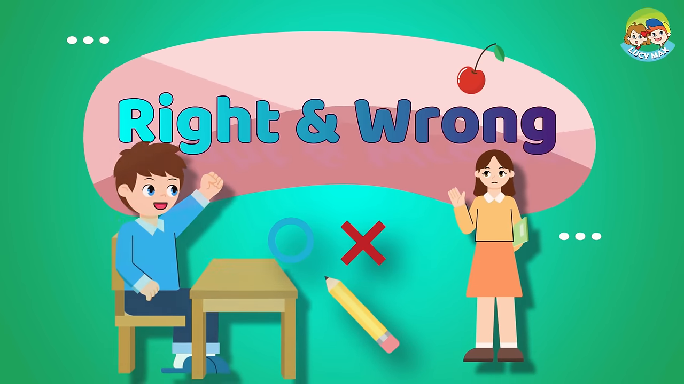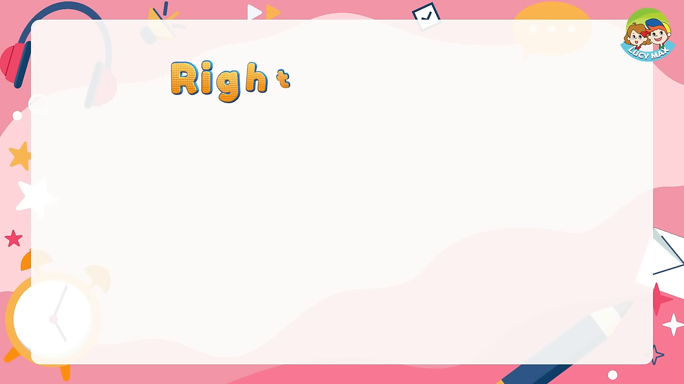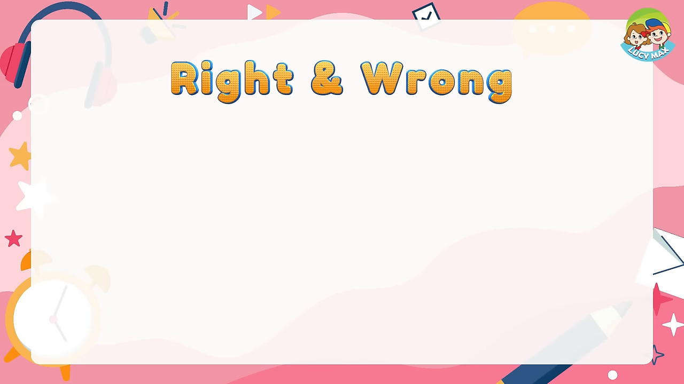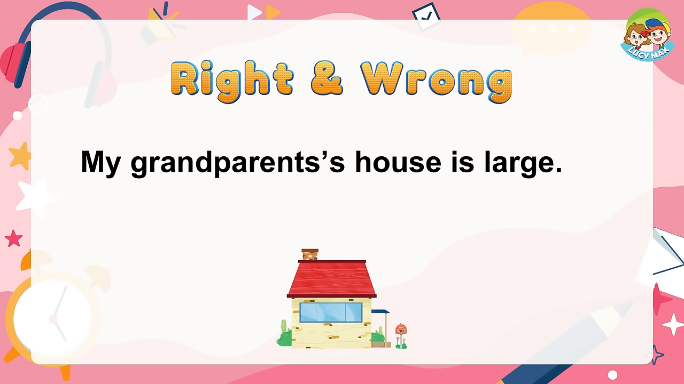Right and wrong. Now look at the right and wrong section. My grandparents house is large. For plural form, you don't add apostrophe s. Just put apostrophe after the s. My grandparents' house is large.